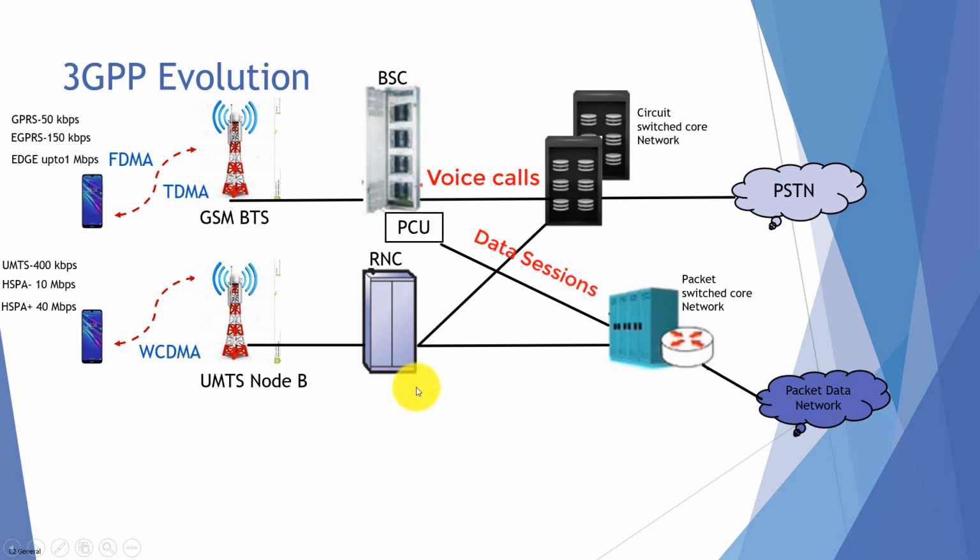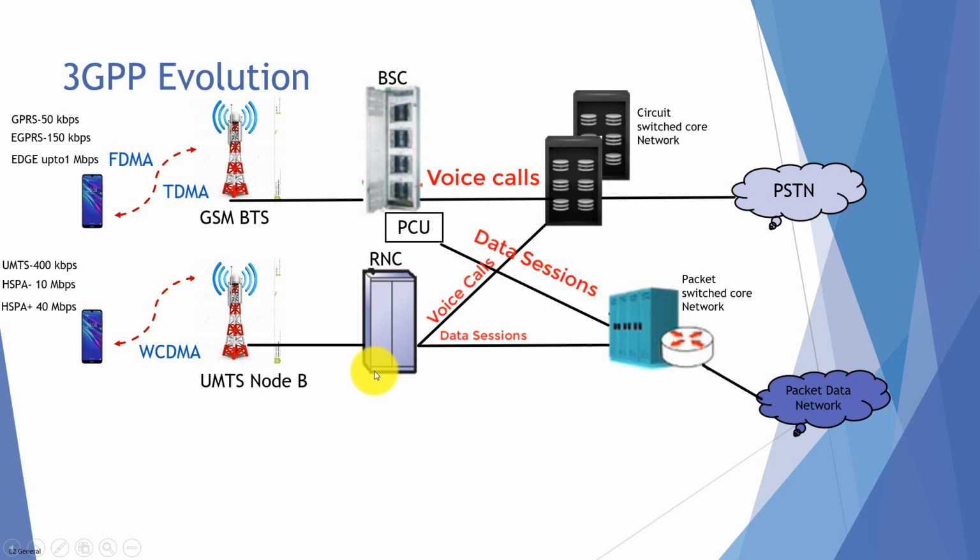The first difference in the 3G network is in the radio control element, which is the RNC. The RNC in 3G replaces the base station controller and PCU in the 2G networks. The RNC can handle both voice calls through the circuit switching network and data traffic through the packet switching network.